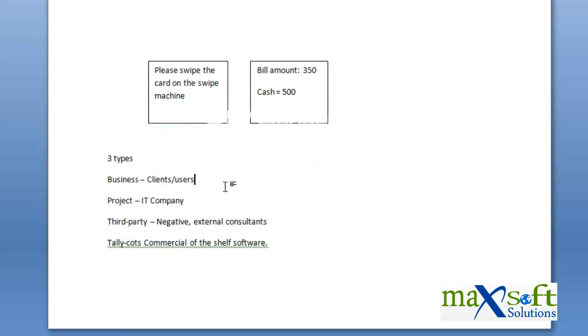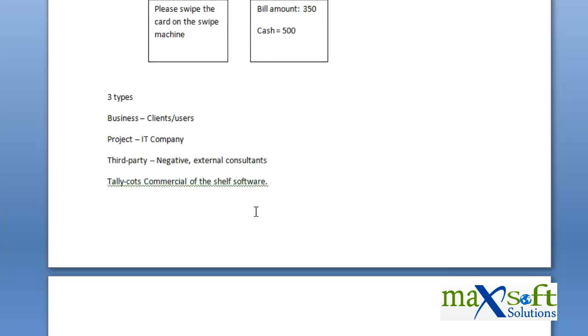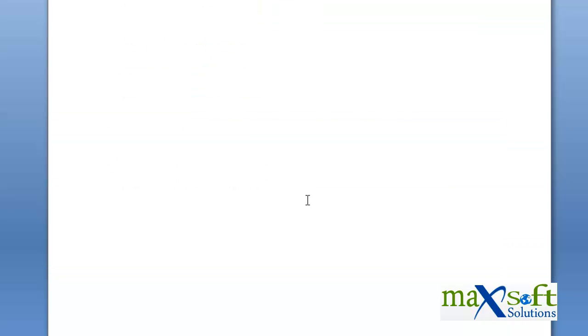Right, and we've looked at stakeholders. There are three types of stakeholders: business stakeholders, project stakeholders, and third-party stakeholders. Business stakeholders are the clients or people whom we go to for business. Project stakeholders are the IT company we are working in, or our IT team. Third-party stakeholders are negative stakeholders or external consultants who are already there in the market and creating other software which already exists. That is the reason they are called negative stakeholders.